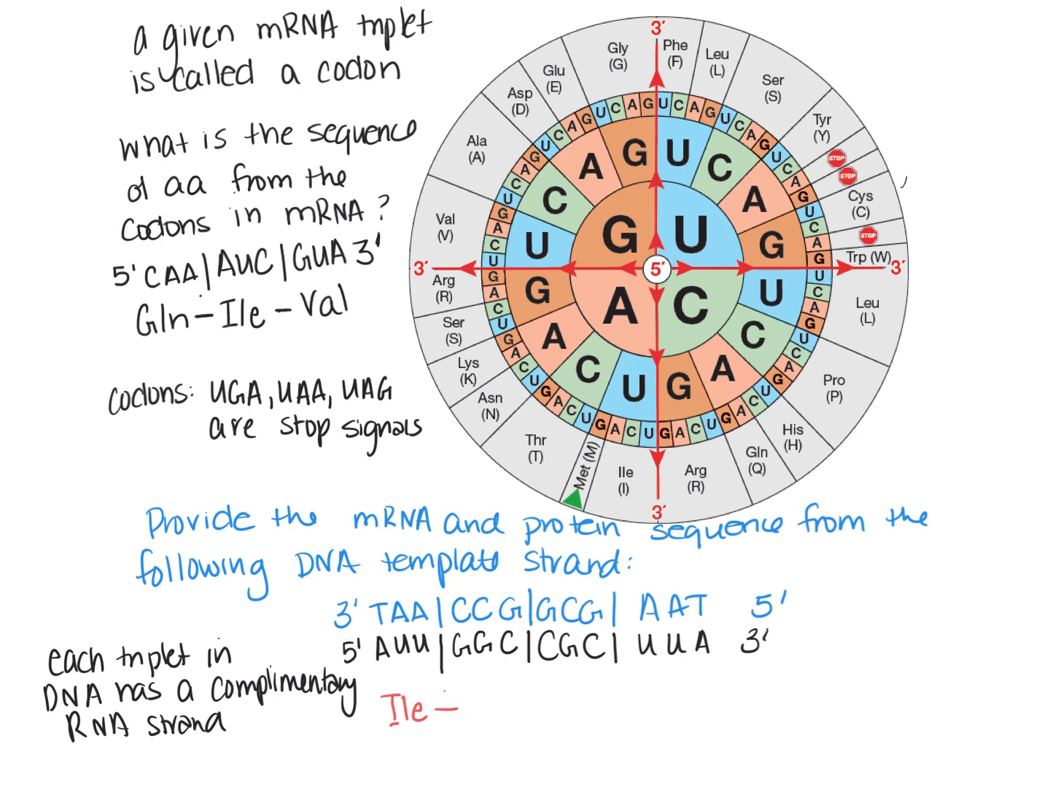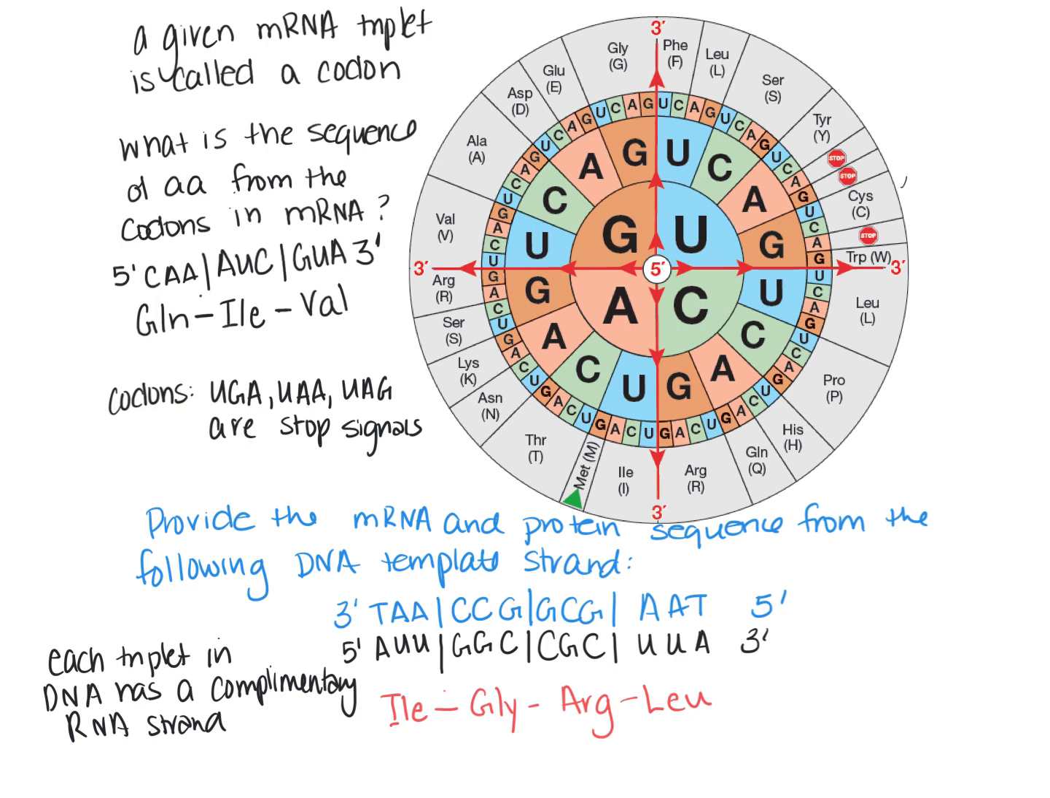And so then the next one we see is we come to G, G, and then C, and then we see glycine. Right? Then we are going to come to C, G, C, and we see arginine. And then we are going to come to U, U, A, and that gives us leucine.